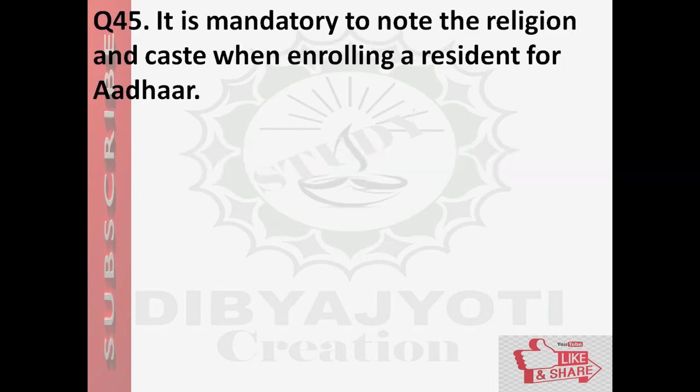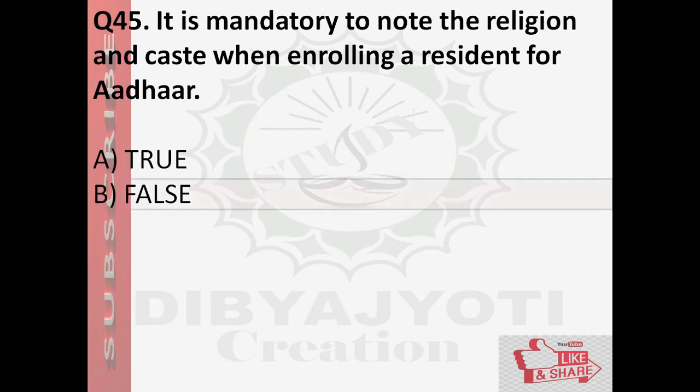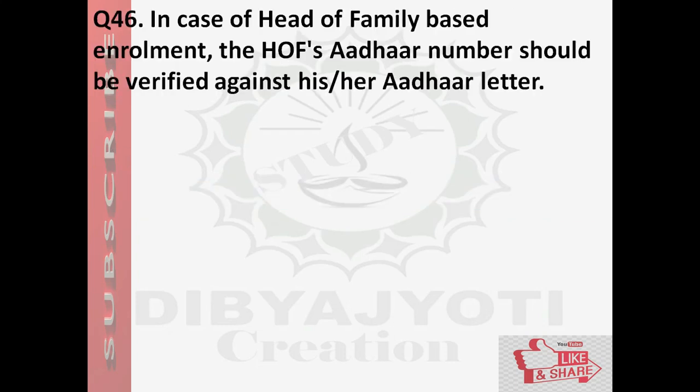Question number 45. It is mandatory to note the religion and caste when enrolling a resident for Aadhaar. Option A, true. Option B, false. And answer is option B, false. Then question number 46. In case of head of family based enrollment, the HOF's Aadhaar number should be verified against his or her Aadhaar letter. Option A, true. Option B, false. And answer is option A, true.